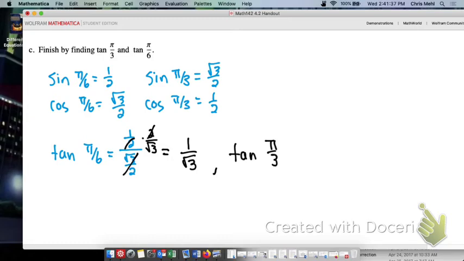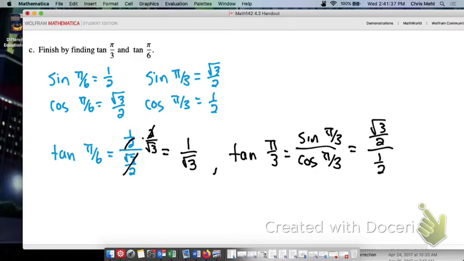Tangent pi over 3 would be sine of pi over 3 divided by cosine pi over 3, which is root 3 over 2 divided by 1/2. Dividing by 1/2 is the same as multiplying by the reciprocal, positive 2, and you just get the square root of 3.